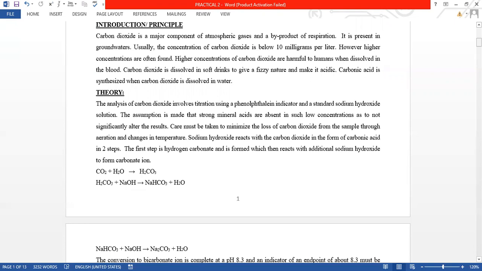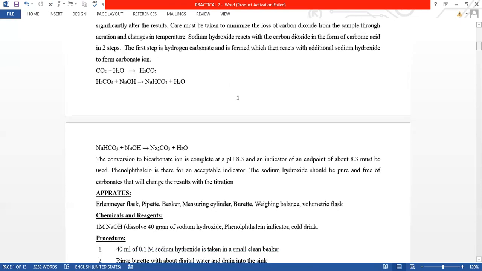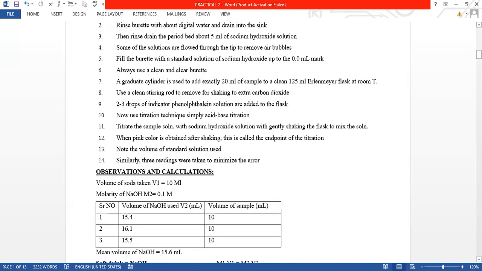The analysis of carbon dioxide involves titration using the phenolphthalein indicator and a standard solution, which is sodium hydroxide. It is a two-step process. In the first step, hydrogen carbonate is formed, and then it reacts with additional sodium hydroxide to form the carbonate ion. There's the reaction here. We can see that the conversion of the bicarbonate ion is complete at a pH of 8.3.